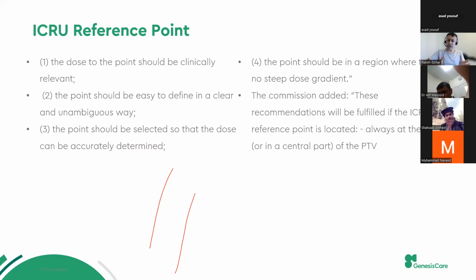The point in your planning system should be unambiguous. You should give a point in XYZ orientation, perfectly defined. The recommendation is that if it is in the center of the PTV, that's good. If not possible, you can keep it outside, but it should be at least 1 cm away from your field edge.